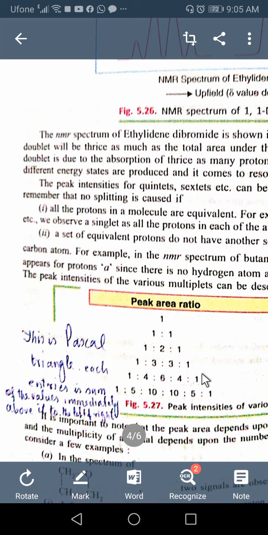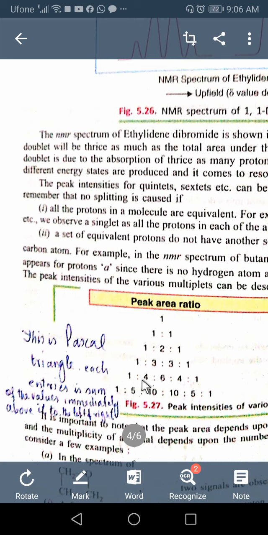Now 1 is extended on this side, 1 is extended on this side. 3 plus 1 is equal to 4, 3 plus 3 is equal to 6, 3 plus 1 is equal to 4. So how many lines are present in this split peak? 1, 2, 3, 4, 5. It will be a quintet or pentet. What will be the ratio of the intensity, or the heights, or the areas of the peak? 1:4:6:4:1.